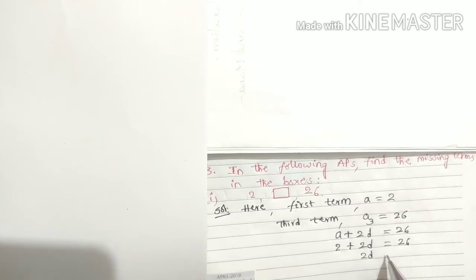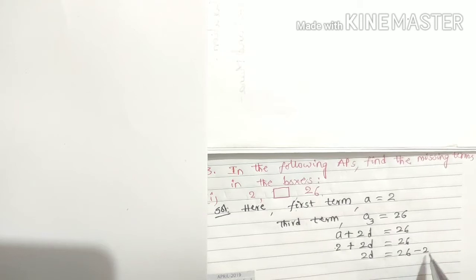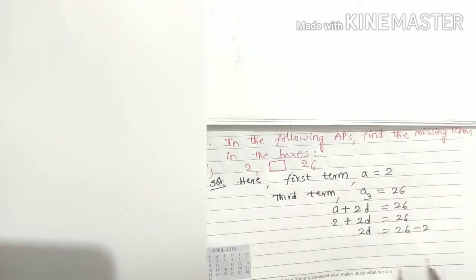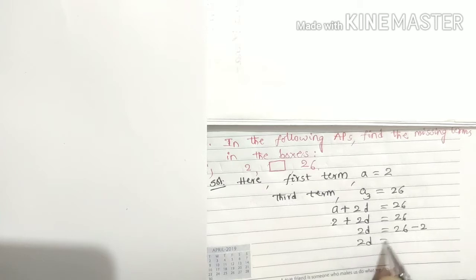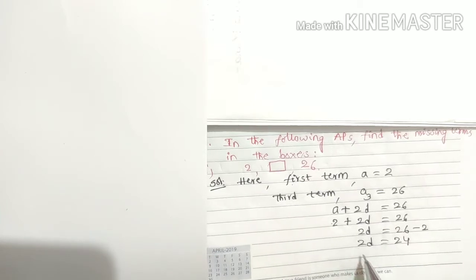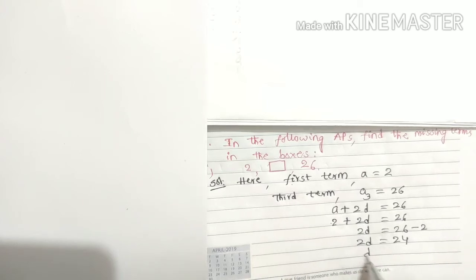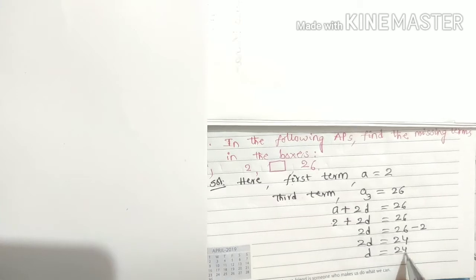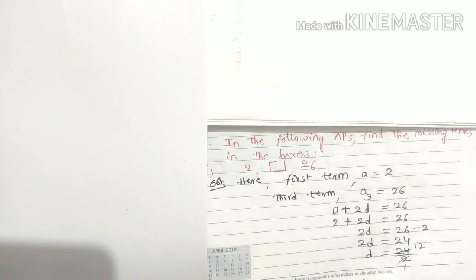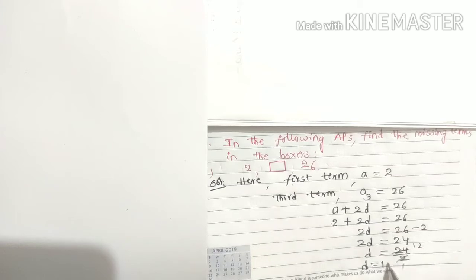2D is equal to 26 plus 2, if you transpose to RHS, it will become minus 2. Further, you can write 2D is equal to 26 minus 2 is 24. 2 is multiplying, if you transpose to RHS, it will divide this 24. So you will get D is equal to 24 divided by 2. 2 one time is 2, 2 twelve times is 24. So 12 by 1 is nothing but 12 only. Common difference D value you got as 12.